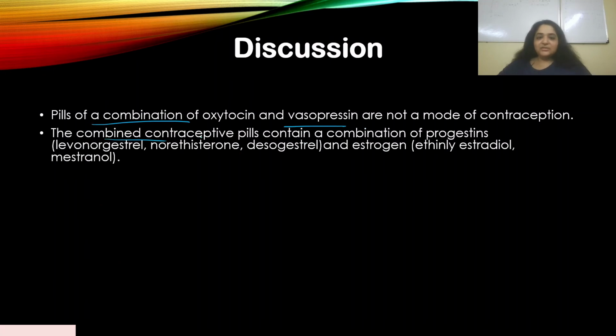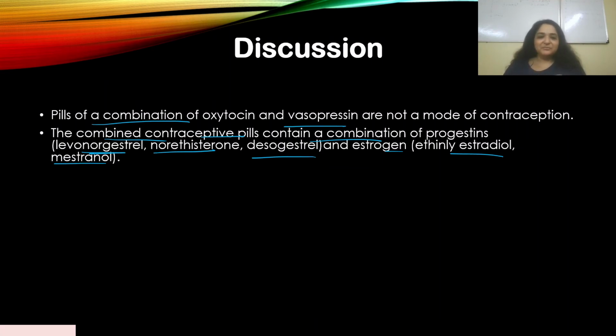The combined contraceptive pills contain a combination of progestins, like levonorgestrel, which we've already seen in LNG20, norethisterone, and desogestrel. These are all synthetic progesterones that are present in those pills, along with estrogen, which is ethinyl estradiol and mestranol. We can learn these names, but I'm just giving them for your information to understand what is actually happening. When you study medicine, you'll need to study this in more detail, and I'm already giving you a heads up of what is going to come.